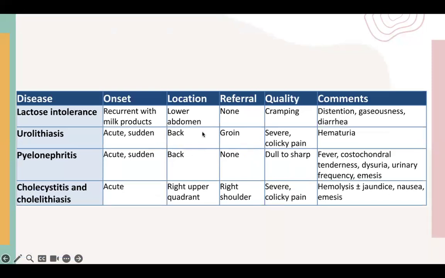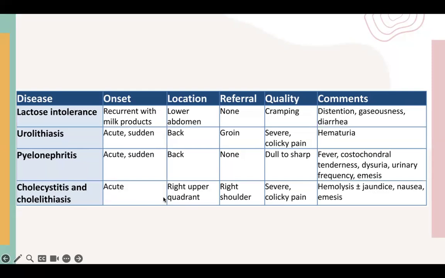Urolithiasis can present with sharp, sudden pain, lower back pain with referral to the groin region. Colic pain may be associated with hematuria. Pyelonephritis: acute onset, sudden back pain, dull to sharp, and may have fever, costovertebral tenderness, dysuria, urinary frequency, and urinalysis abnormalities.